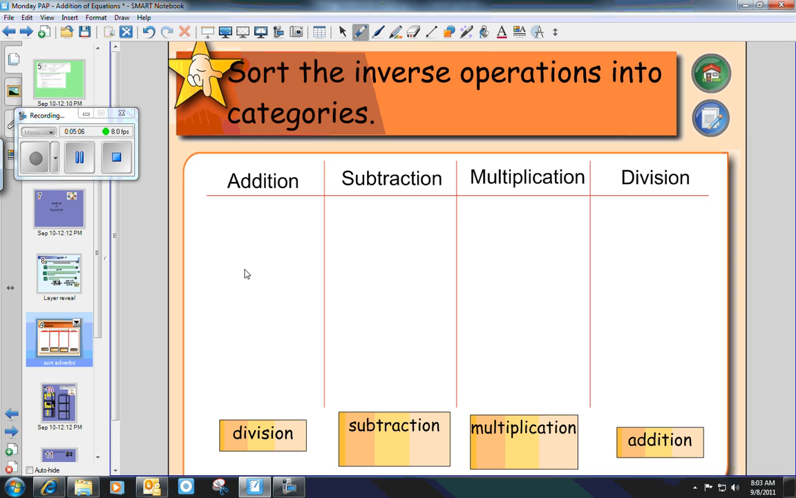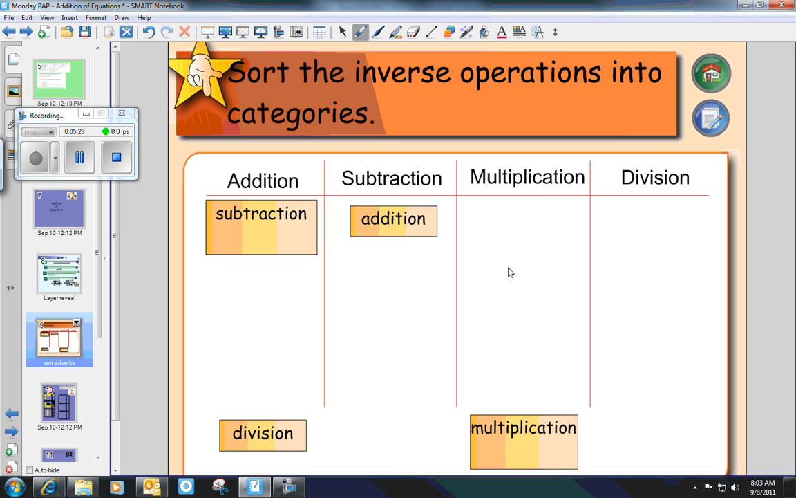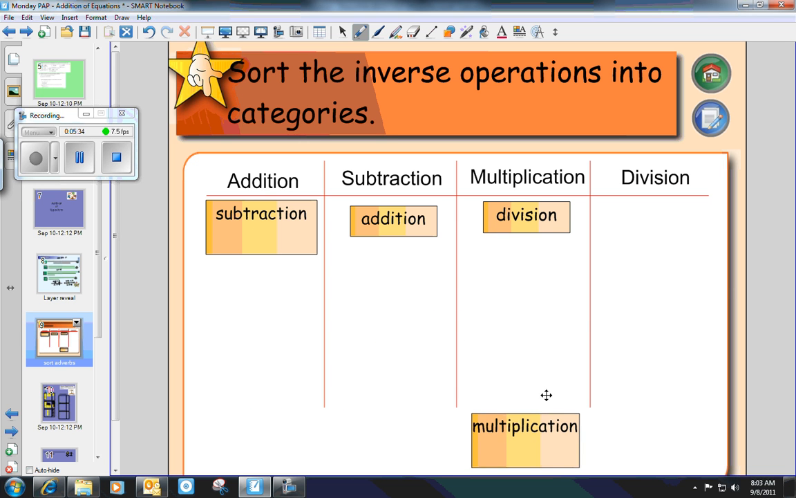Inverse operations: we just talked about subtraction being the inverse of addition. The inverse of subtraction, or the opposite, is different from invert, which, when we talk about fractions, means to flip the fraction over or make it upside down. When we use inverse, we're talking about the opposite. So the inverse of subtraction is addition. Multiplication's inverse is division, and division's inverse is multiplication.